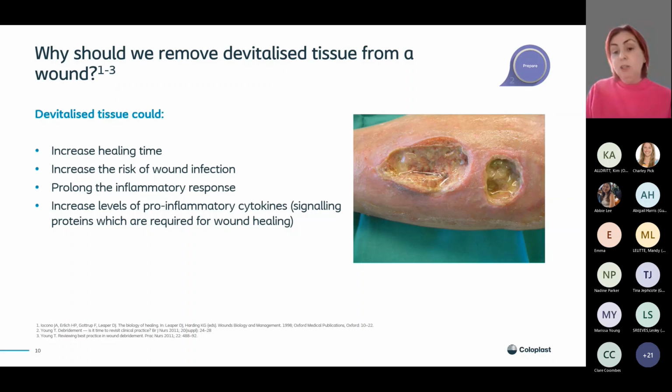It can prolong the inflammatory response. So as long as there's an increased bacterial load within that wound, the wound can often stay in a vicious circle of inflammation, prolonging that inflammatory response, as we see in the wound healing process in wounds that are difficult to heal. But we'll touch more upon bacterial activity a bit further on in the presentation. And if we remove devitalized tissue, we have the opportunity to increase the levels of these pro-inflammatory cytokines, and these are what we call signaling proteins that are really fundamental in wound healing. So removal of that devitalized tissue facilitates that happening for the patient as well.